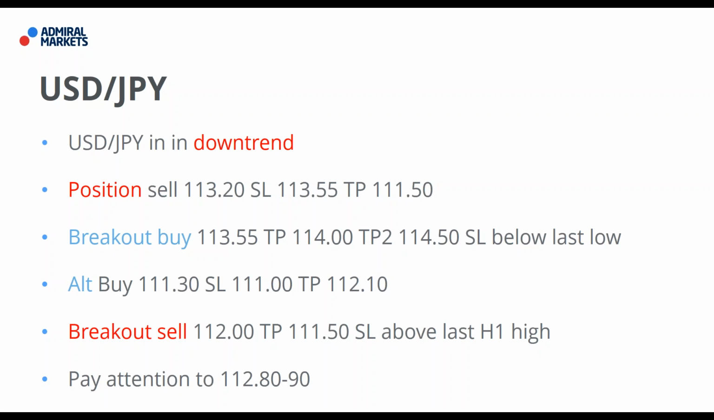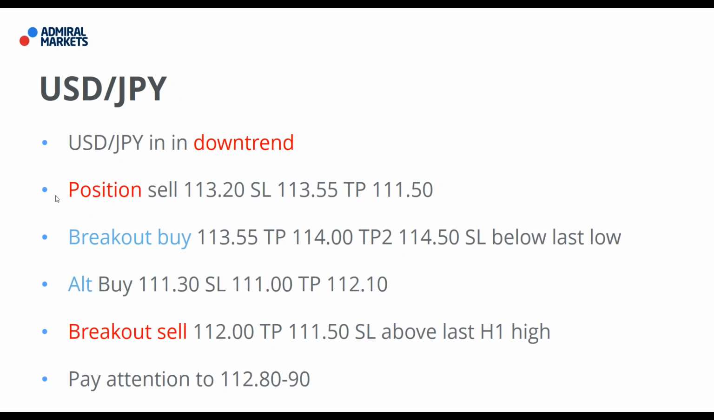Okay, so you see, position sell, breakout buy. Alternative buy, breakout sell, and pay attention to a possible sell around 112.80 to 90. Okay, so this could be a nice trade. Yes, it's a big range for dollar yen.